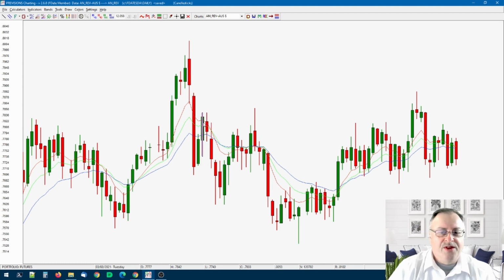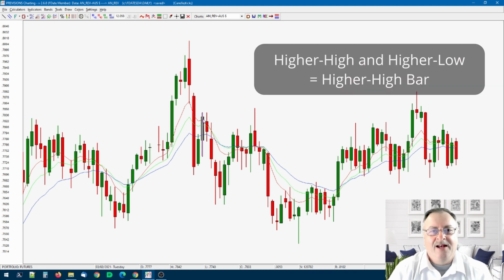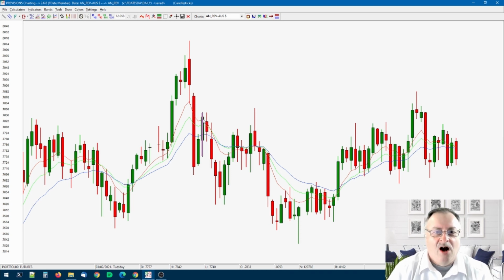And then our fourth and final bar happens to be the fourth one that we're going to look at here. Notice it has a higher high than the previous high. It has a higher low than the previous low. This is referred to as a higher high price bar. All right, so here's what we have. We have an outside bar, we have a lower low bar, we have an inside bar, and we have a higher high bar.